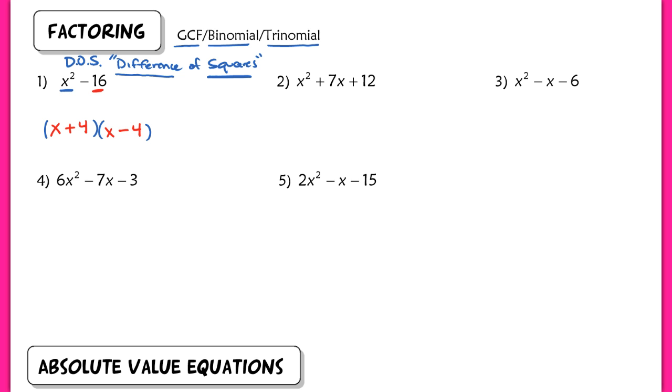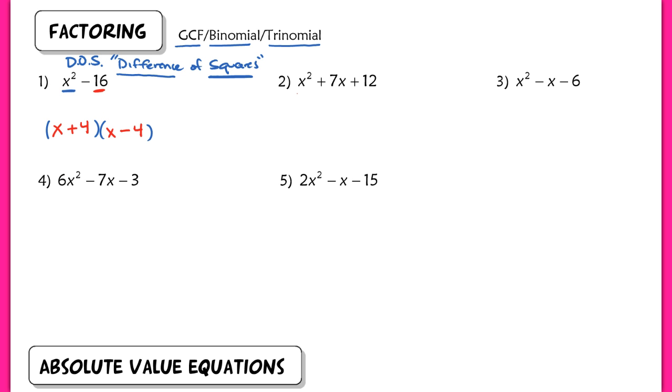Now, just to show that this is in fact the factors of x squared minus 16, remember if you multiply this back out, if you FOIL this, you should end up with x squared minus 16, and in fact you do when you multiply those both together. So that means it definitely factors into x plus 4 and x minus 4. Alright, now moving on to example 2.